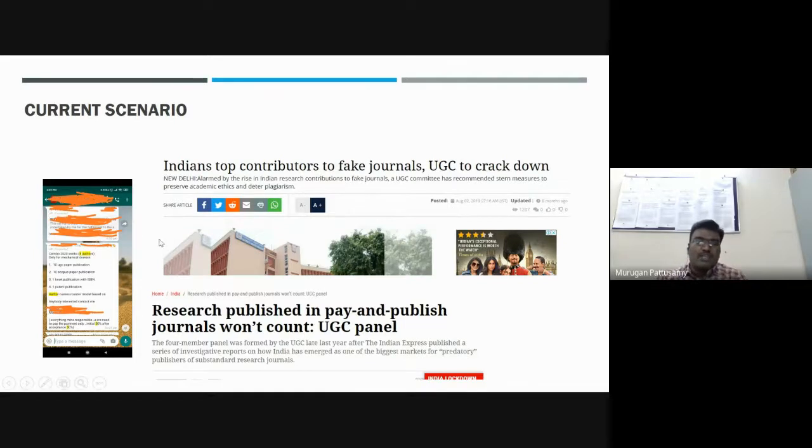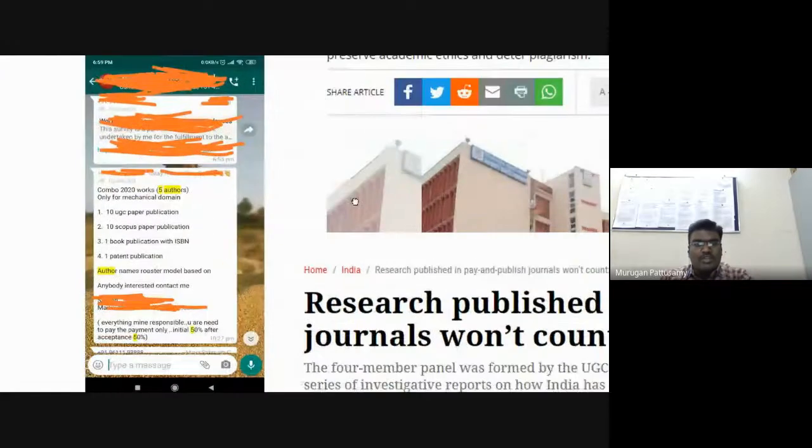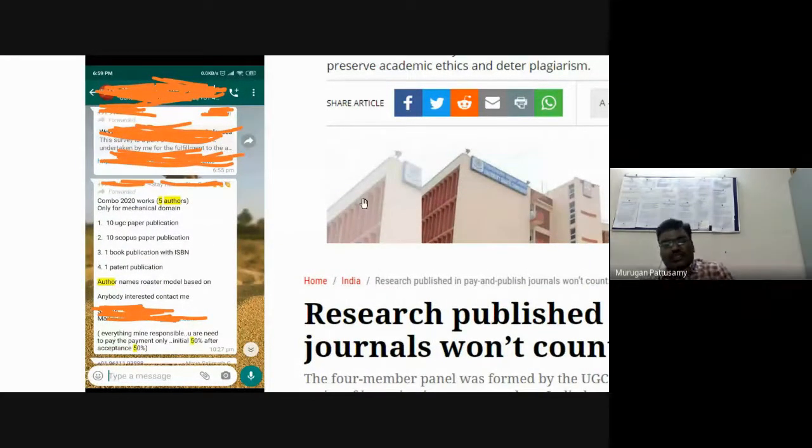If you look at this particular WhatsApp message, let me zoom it further so that you will be able to see the exact message. I was in one of the WhatsApp groups. Somebody posted this content: Combo 2020 works, 5 authors only for mechanical domain, 10 UGC paper publications, 10 Scopus paper publications, 1 book publication with ISBN, 1 patent publication, author names in roster model. Anybody interested, contact me. Everything is taken care of, you need to pay only, initial 50%, and after acceptance, another 50%.